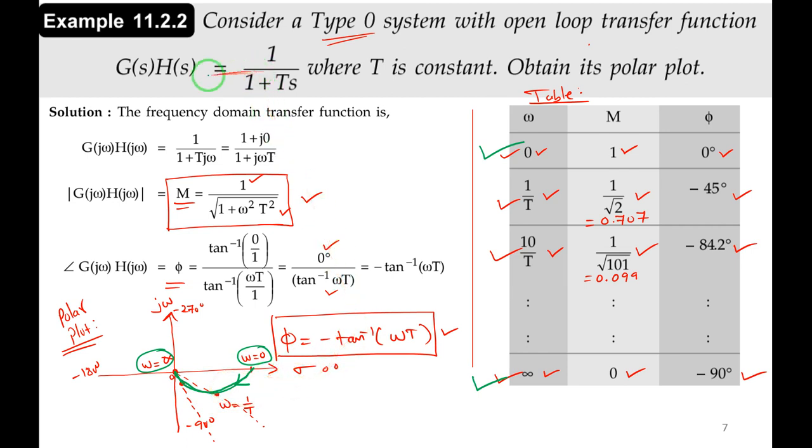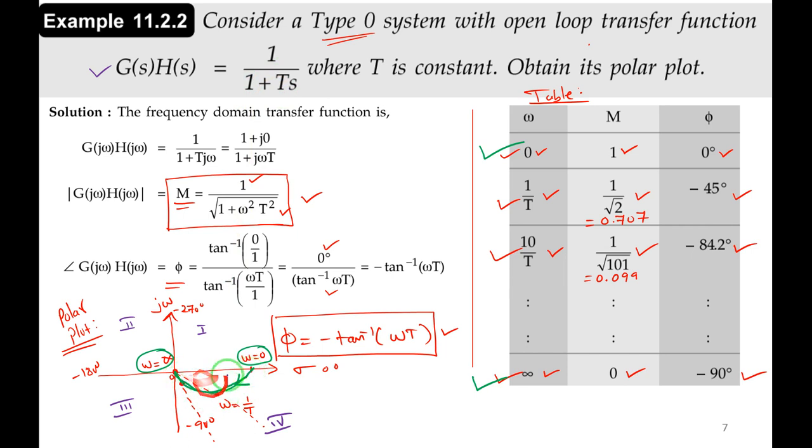So please try to remember, G of s into H of s is equal to 1 divided by 1 plus ts. The polar plot is of this shape and it is lying in, let me mark these quadrants, that will be helpful later on. This is first quadrant, second quadrant, third quadrant, fourth quadrant. So if the transfer function G of s into H of s is 1 divided by 1 plus ts, this is a simple pole, right? So I will get the plot in the fourth quadrant.